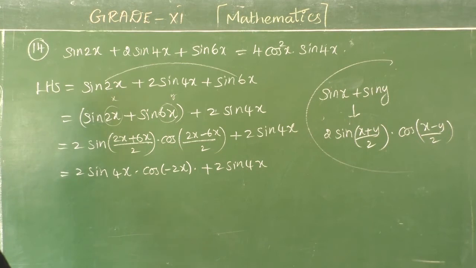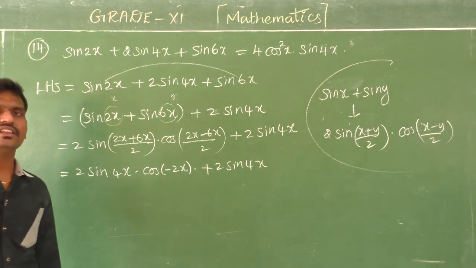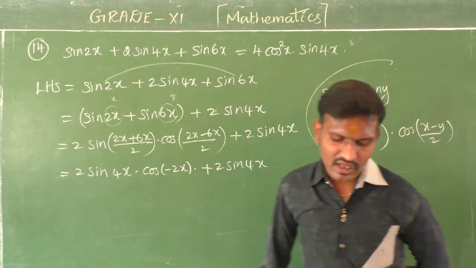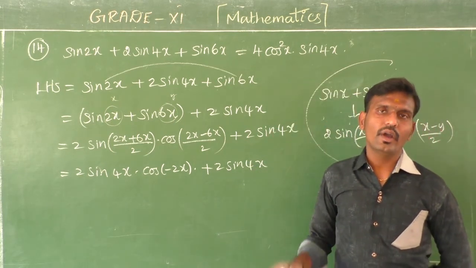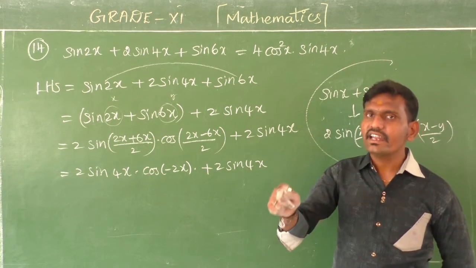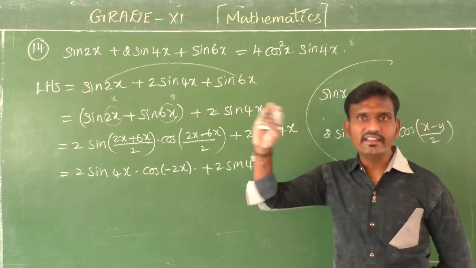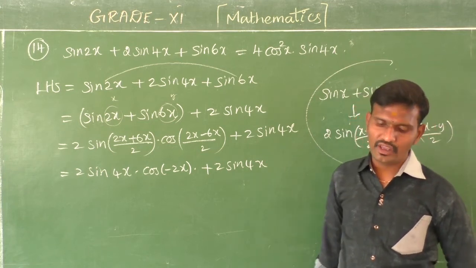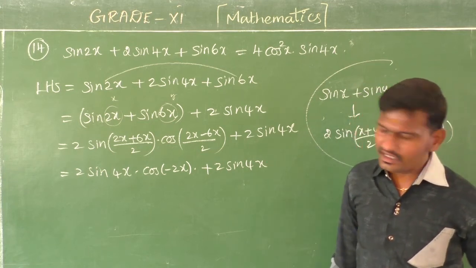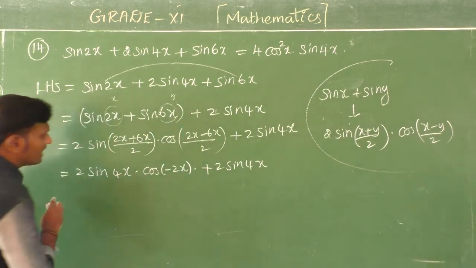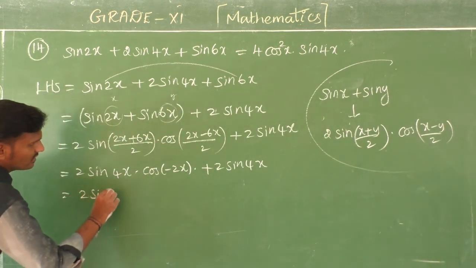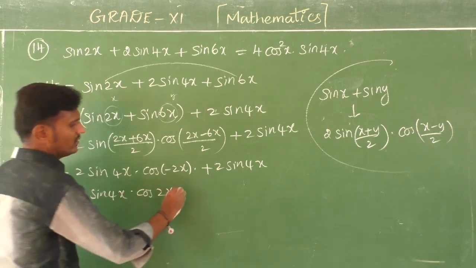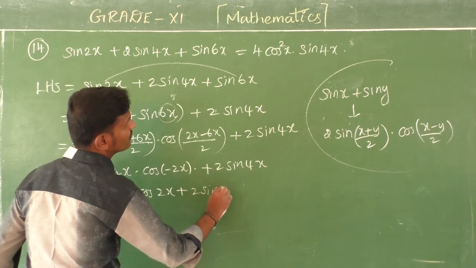Do you know the cos of minus theta? What is the value? Cos of minus theta equals cos theta. Why? Because the fourth quadrant contains the negative angle, that is minus theta, measured anti-clockwise, so cos and secant remain the same. Now, fine. It will come the same: 2 sin 4x into cos 2x plus 2 sin 4x.